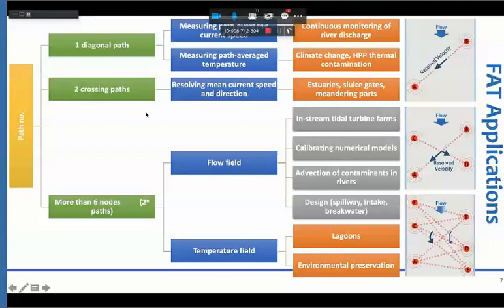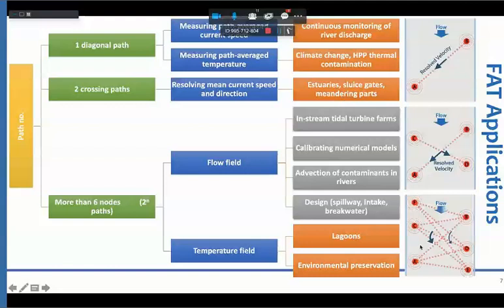So if you have two crossing paths as shown here, then you're going to have two components of the velocity, which means that you're going to have the direction of the velocity. So it is very useful in estuaries when the direction of flow changes very intermittently, and when you want to enhance the operation of sluice gates, or if you are in a meandering part of the river where the direction of the water changes with water level, in fact.